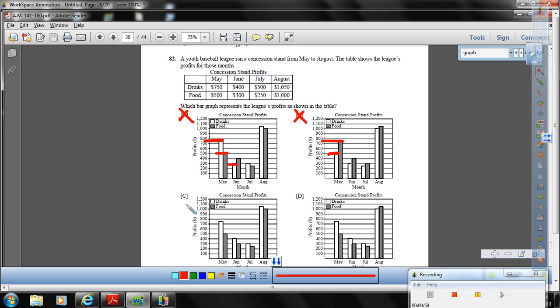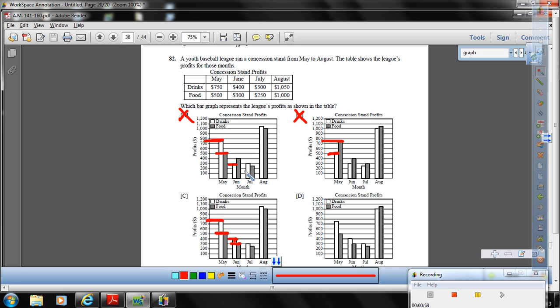Moving on to choice C. We can see that in May, they sold approximately $750 in drinks, and in food, approximately $500. So that matches our graph that's given to us. If we move on to the month of June, we can see that they sold $400 in drinks, which matches our chart. They sold $300 in food, which matches our chart.